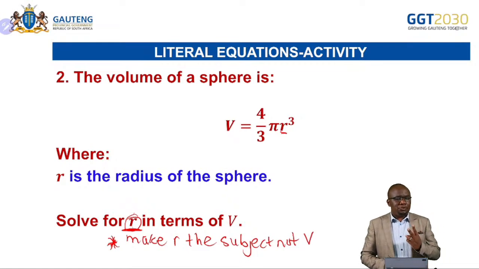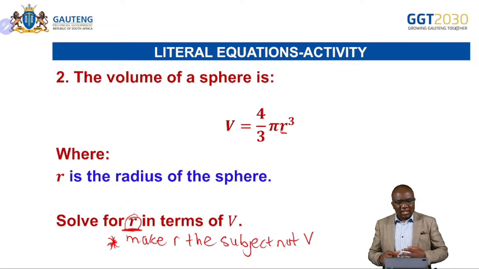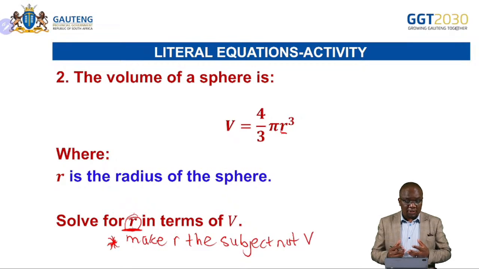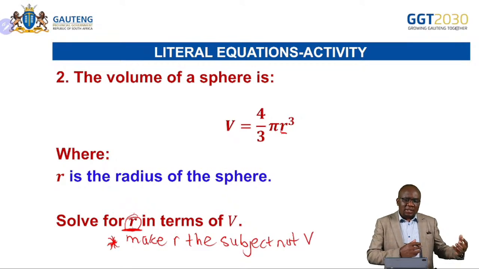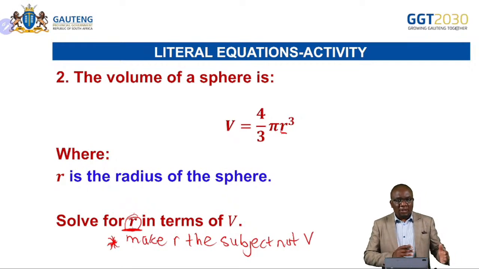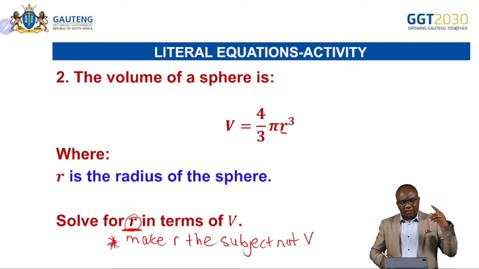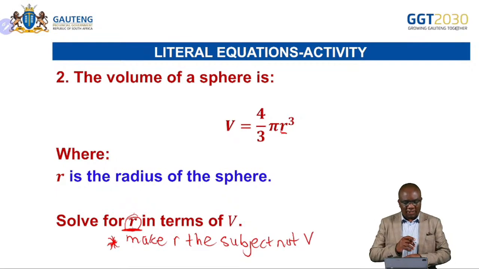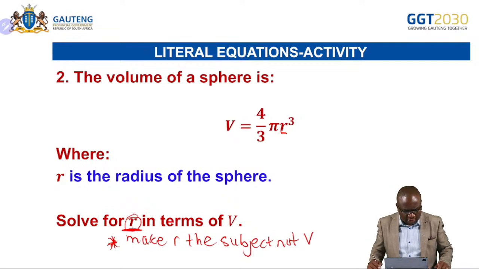I'm going to do two methods here. We're going to eliminate 3, eliminate 4, eliminate pi, and then after that we eliminate the cube. And then the other method, we just eliminate 4 over 3 once. It's an alternative method, okay? So we start with the first one, where we do it step by step. And then the second one, I'll just do the inverse operation of 4 over 3, which is the reciprocal of 4 over 3. Right, let's do it together.